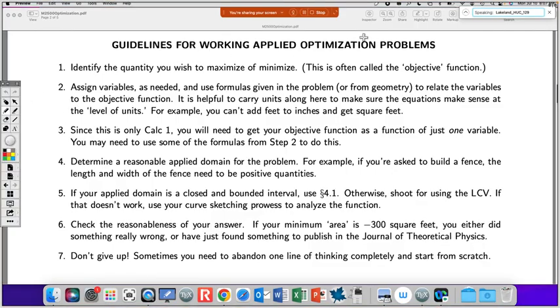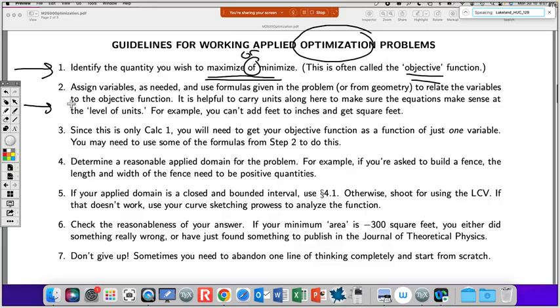But since we're trying to optimize, we want to figure out what we're trying to maximize, or I guess that should be an or minimize. All right, that's what we typically call the objective function. So we're trying to maximize profit, we're trying to minimize cost, are we trying to maximize surface area, are we trying to minimize volume, what are we trying to do? And then assign variables as needed.